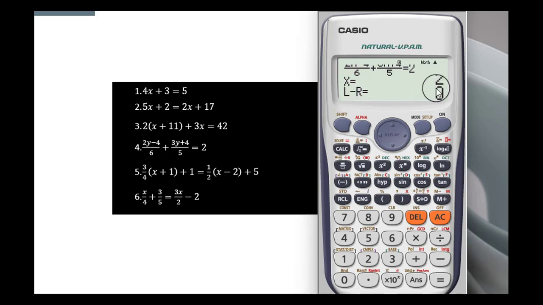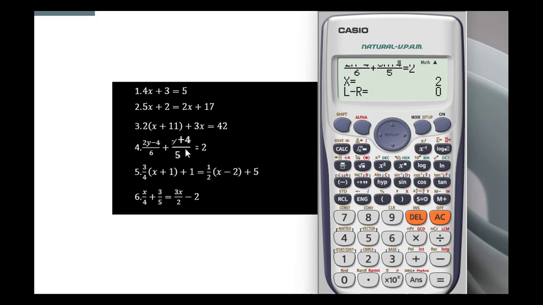Normally the L minus R equals 0 simply tells you that the left hand side and the right hand side are assumed to be equal. That is an equation. If the left hand side and the right hand side are equal, then we have an equation, because an equation is an equality of two quantities. I hope it's quite clear. So our value for x is 2.